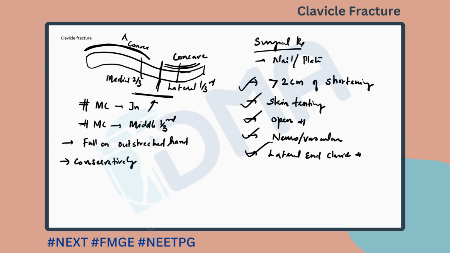And how do you treat it conservatively? You treat it conservatively by applying a bandage called figure of 8 bandage. We apply a bandage to the clavicle called figure of 8 bandage. I will show you a picture.